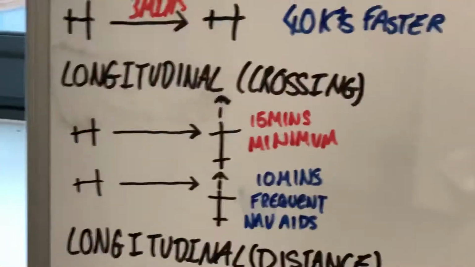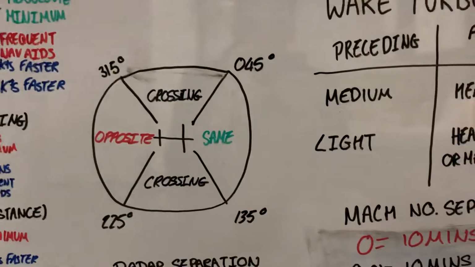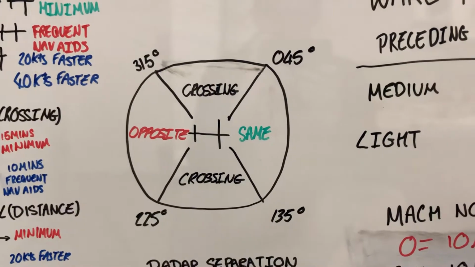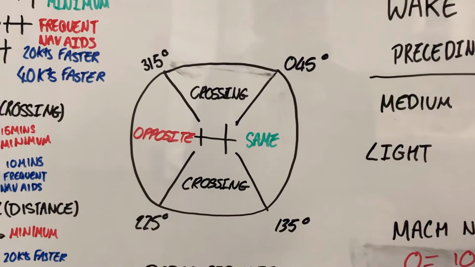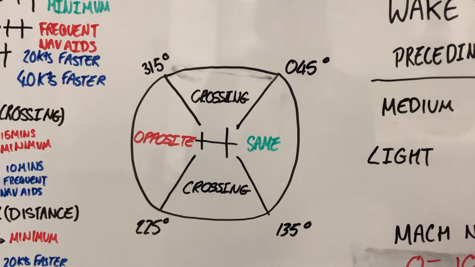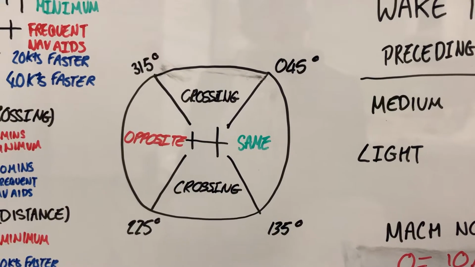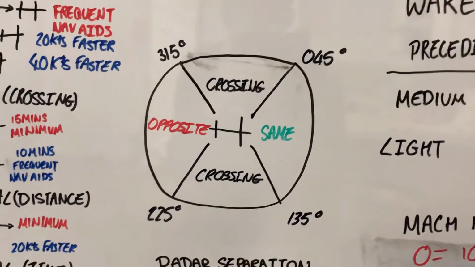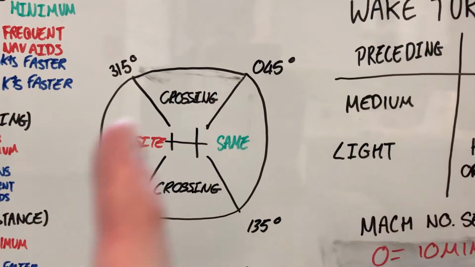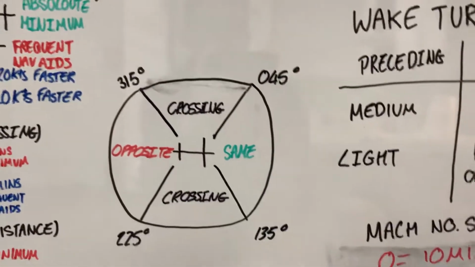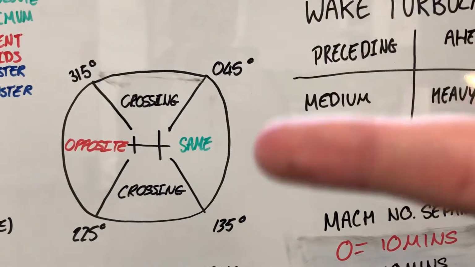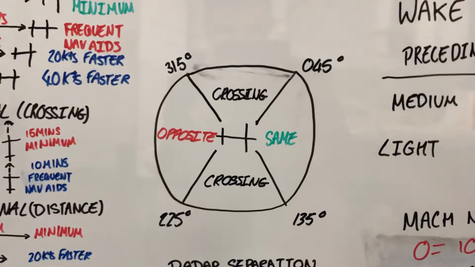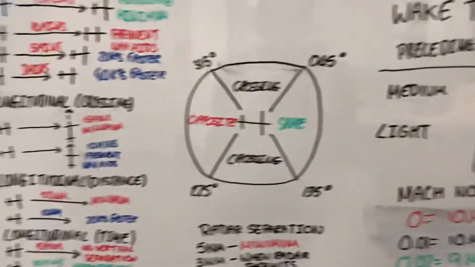Then we come on to longitudinal crossing, and actually before I go on to that, this is how you know what type of separation it is. If they're crossing, it's within those 315 to 045 degrees or 225 to 135 degrees. However, if the aircraft is behind you, then it will be within this area there and this area here for aircraft in front of you. Obviously you can flip that, turn it around. You're obviously not going to be travelling on a 270 heading constantly, so just remember that.